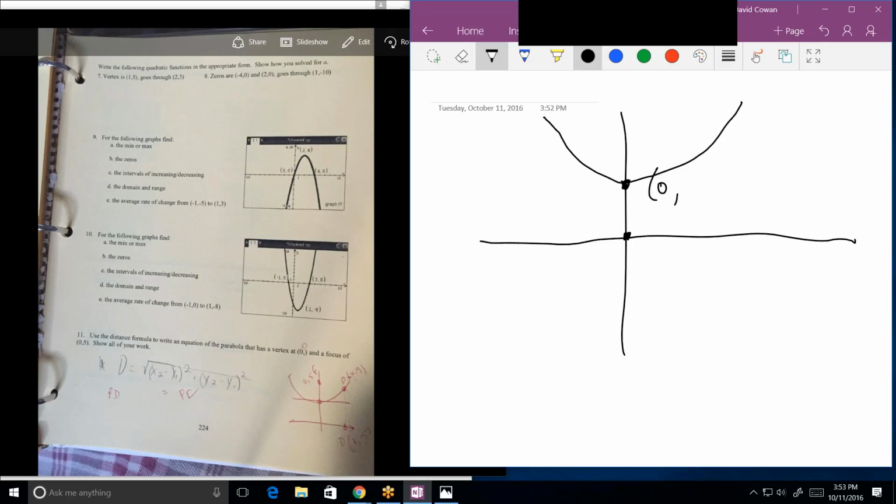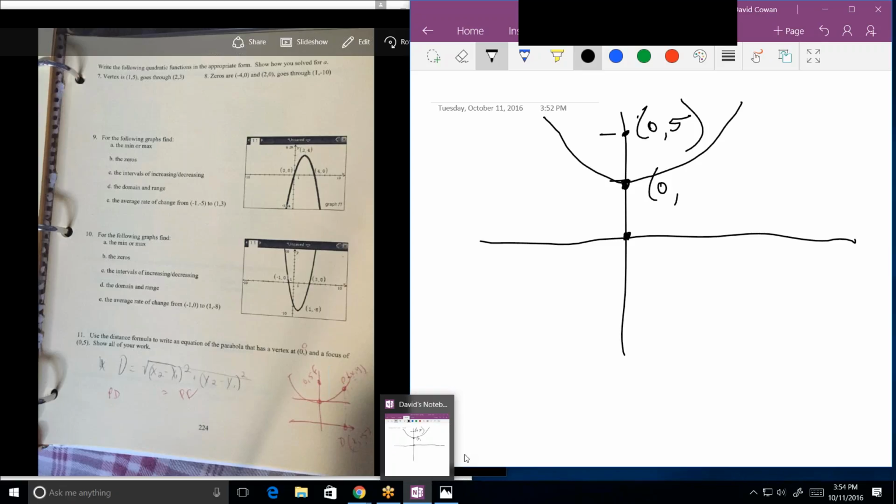And they're telling us that the focus is at 0, 5, which is right there, which puts the directrix, we don't know yet. In other words, we still don't know what P is, because we don't know where that vertex is. That vertex could be at a y of 2, it could be a y of 3. So when they say use the distance formula, here's what they mean.